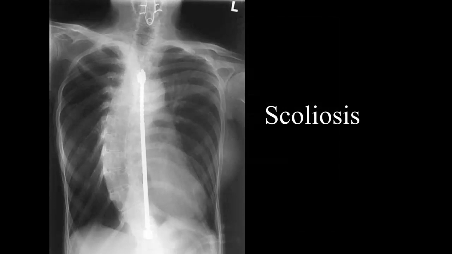So a couple of diseases associated with the skeletal system include scoliosis. Scoliosis is kind of like an abnormal curvature of the spine. Here you can see the spine is curving where it should be in a straight line. In this particular image, they have put in a rod to try to pull that spine back into a more normal arrangement. So we want to pull that spine back in this way.